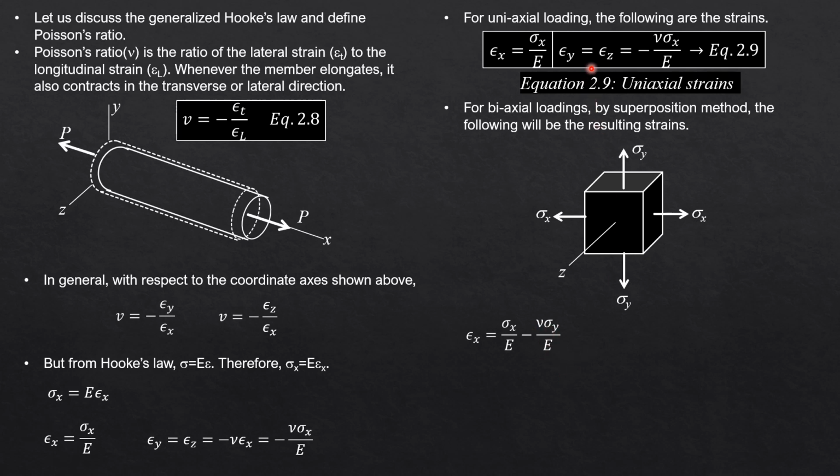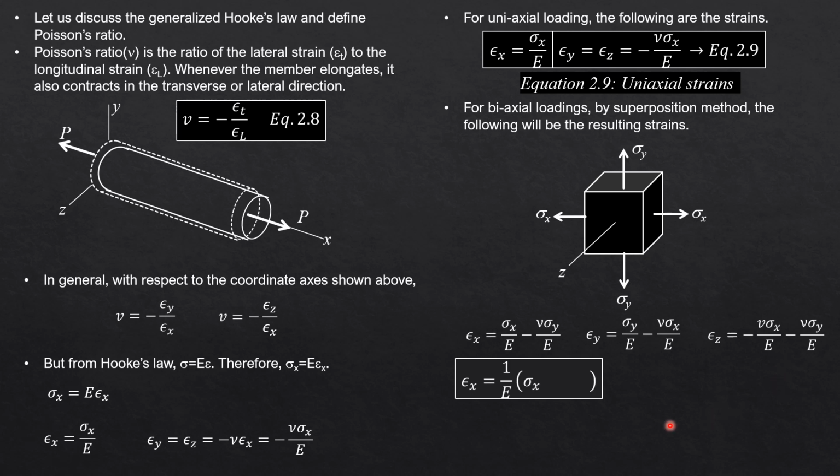Then the strain along y would be sigma y over E minus Poisson's ratio sigma x over E. Since there's no stress along z, the strain along z would be, by superposition, negative Poisson's ratio over E sigma x minus Poisson's ratio over E sigma y, or simply negative Poisson's ratio over E quantity sigma x plus sigma y.